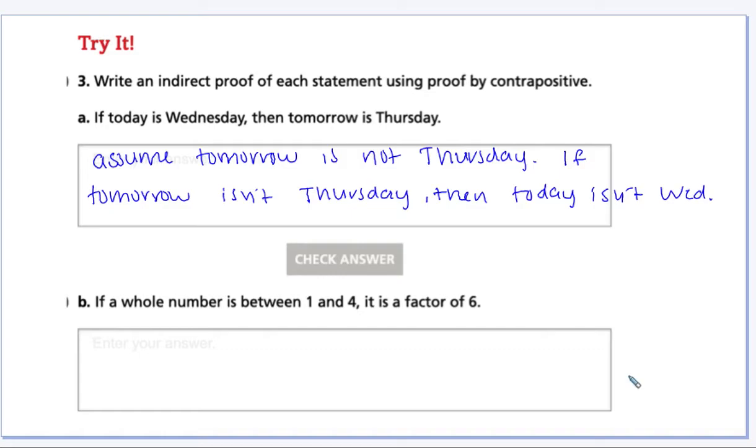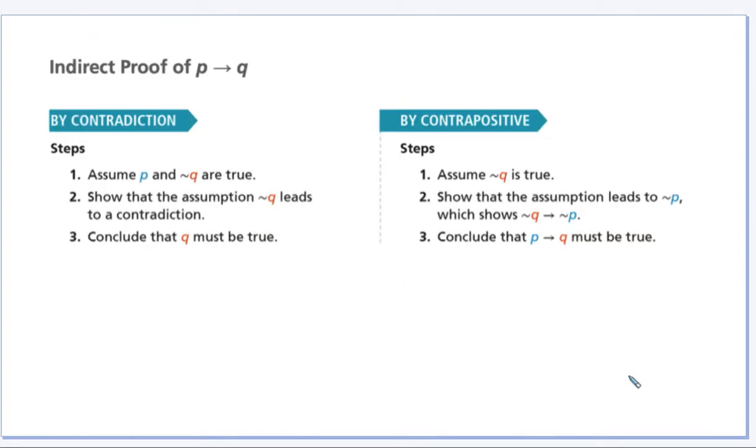And then we've got here, if a whole number is between 1 and 4, it is a factor of 6. So again, we want to assume the conclusion is not true. So the whole numbers between 1 and 4 are 2 and 3. They're both factors of 6. So the contrapositive is true, so therefore your original statement must also be true. All right, so we have indirect proofs by contradiction, and we have indirect proofs by contrapositives. So pause, kind of jot this down, take a look at it.